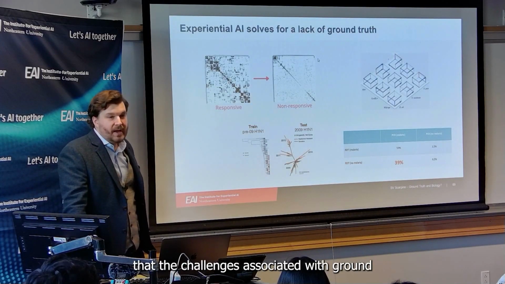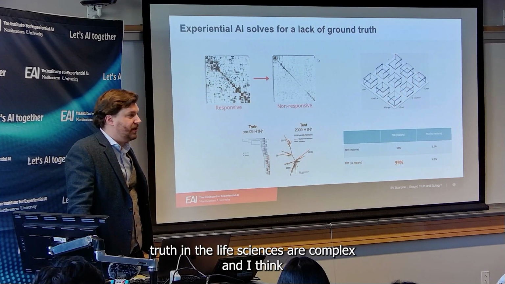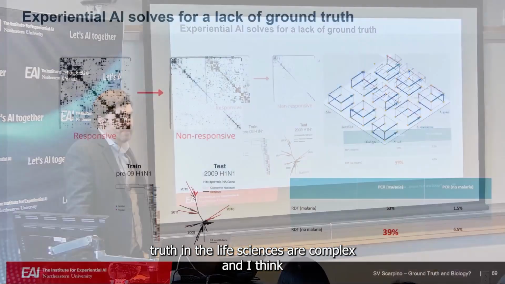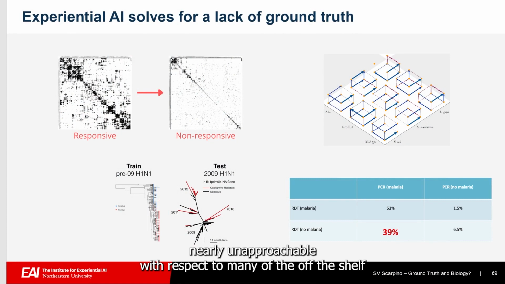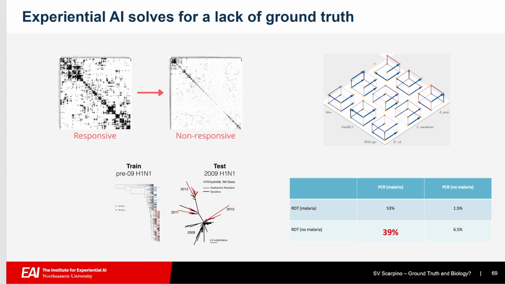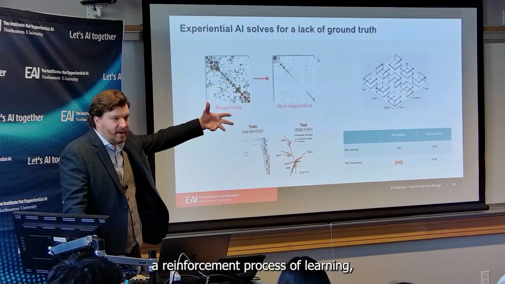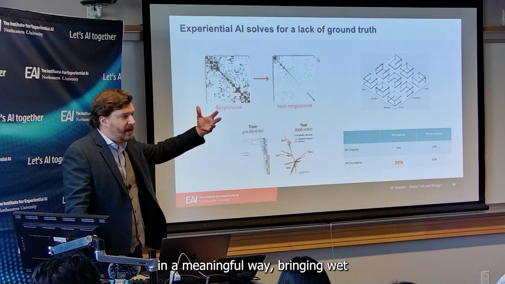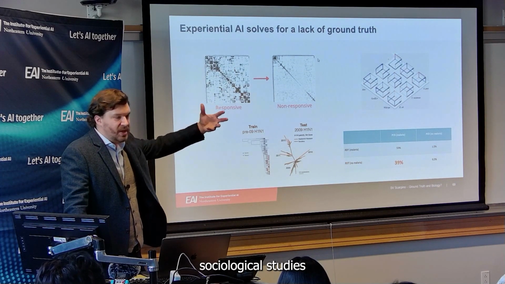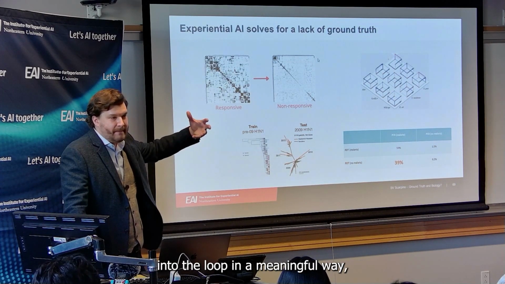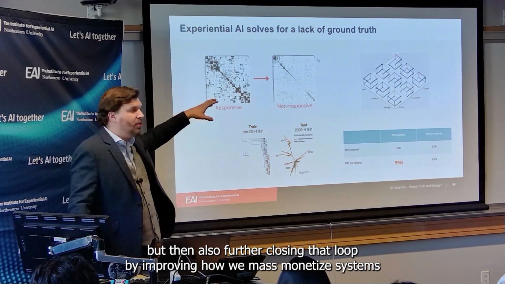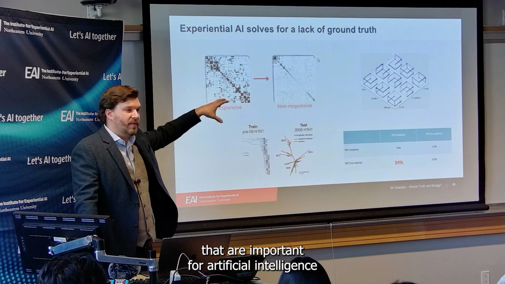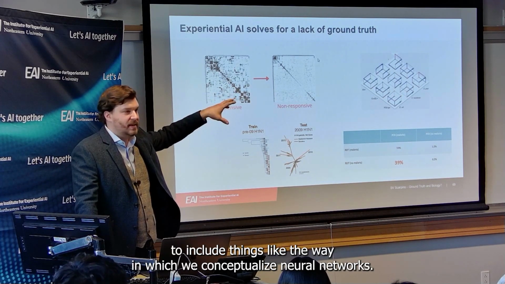So, despite the fact that the challenges associated with ground truth in the life sciences are complex and I think nearly unapproachable with respect to many of the off-the-shelf machine learning methods that we have, I think it's entirely approachable by considering, yes, a reinforcement process of learning, but also bringing humans into the loop in a meaningful way, bringing wet labs, field studies, sociological studies into the loop in a meaningful way, but then also further closing that loop by improving how we mathematize systems that are important for artificial intelligence, to include things like the way in which we conceptualize neural networks.